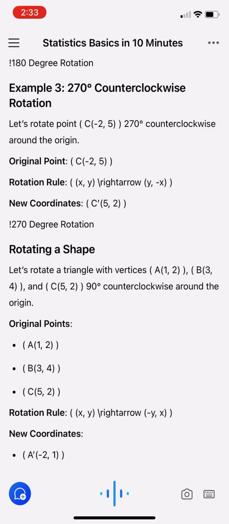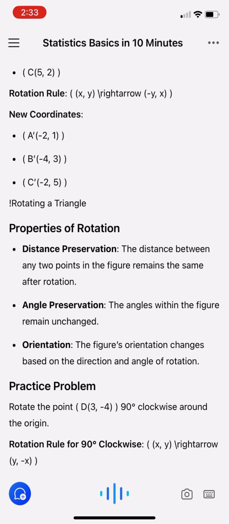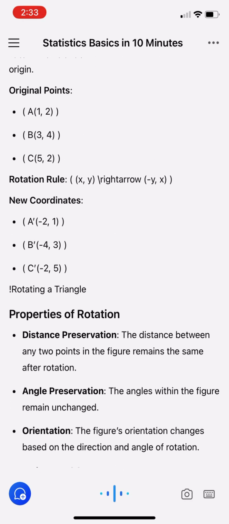Rotating a shape. Let's rotate a triangle with vertices A (1, 2), B (3, 4), and C (5, 2) 90 degrees counterclockwise around the origin. Original points: A (1, 2), B (3, 4), C (5, 2). Rotation rule (x, y) → (-y, x). New coordinates: A (-2, 1), B (-4, 3), C (-2, 5).